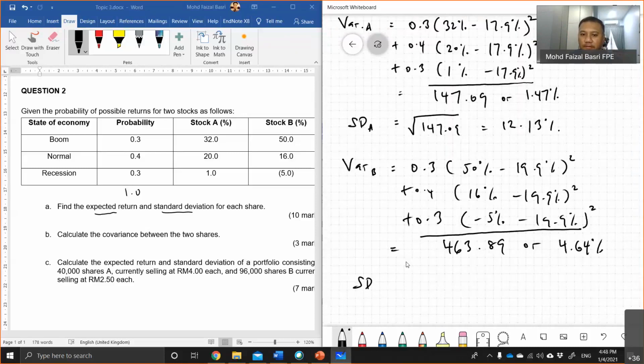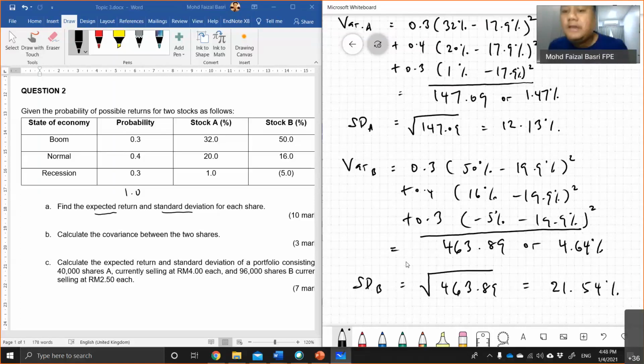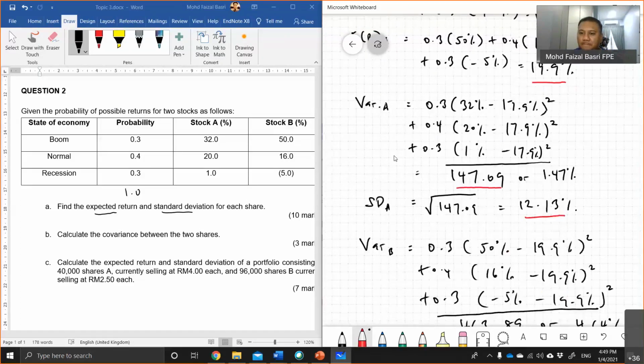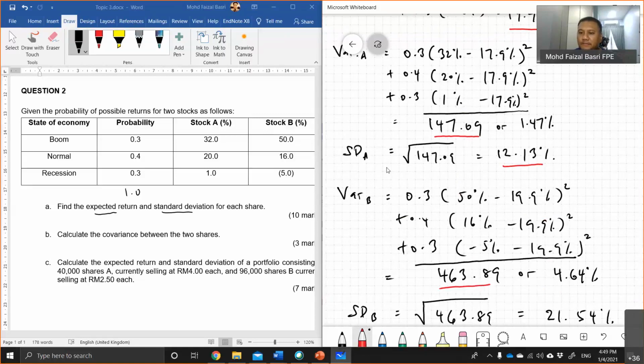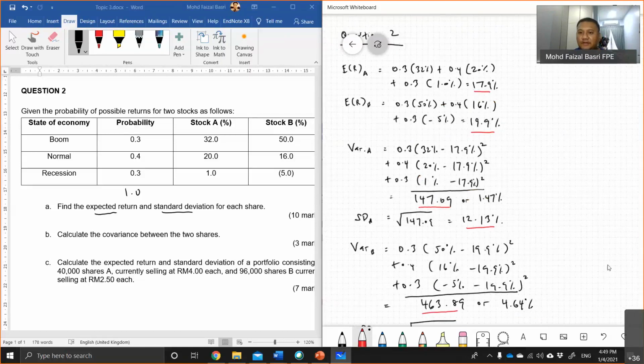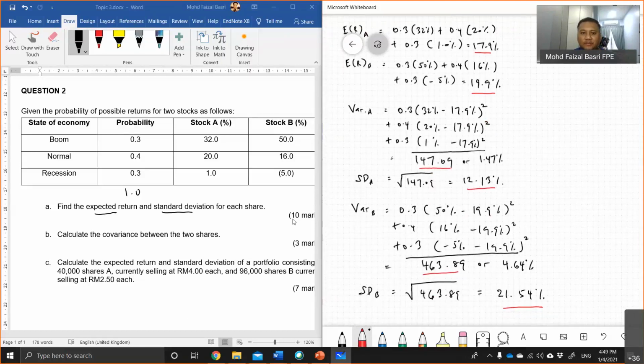The standard deviation for stock B would be square root 3.89. 21.54%. Okay, so that's our answers, right? So let me highlight the important answers. So besides the ER, we need to know our variance, our standard deviation. Okay, this part. So this one. Okay, and all of this, the one I wrote just now, so far, all of this is equivalent to 10 marks. Okay, equivalent to 10 marks.